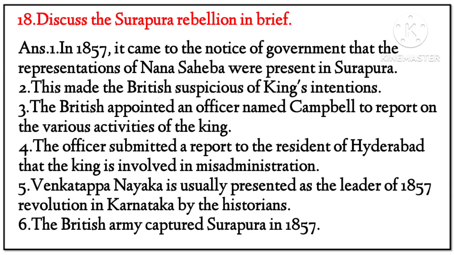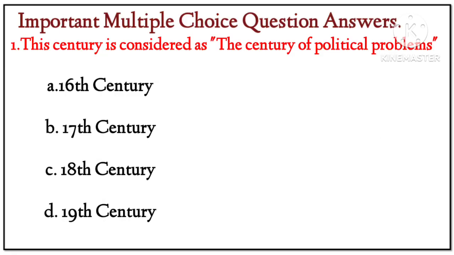Venkatappa Nayaka is usually presented by historians as the leader of the 1857 revolution in Karnataka. The British army captured Surpur in 1857.